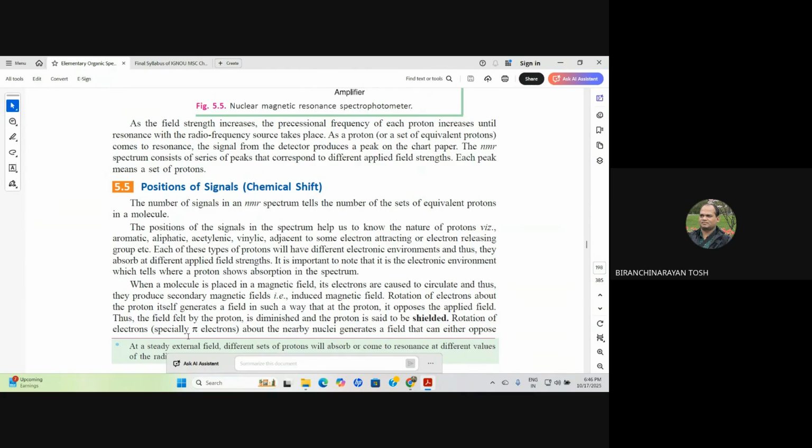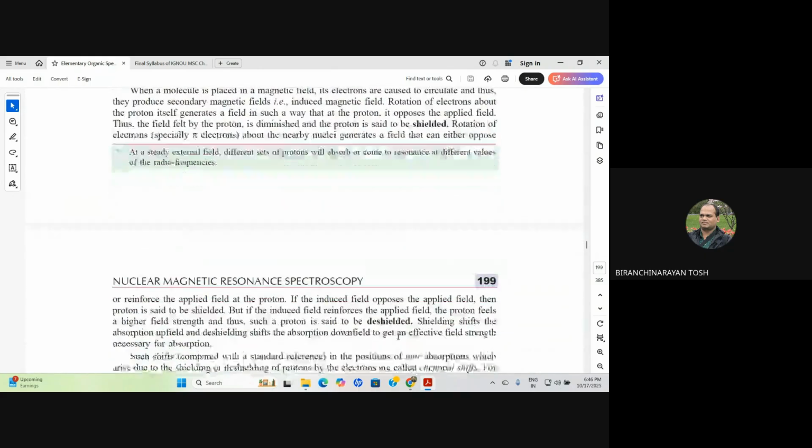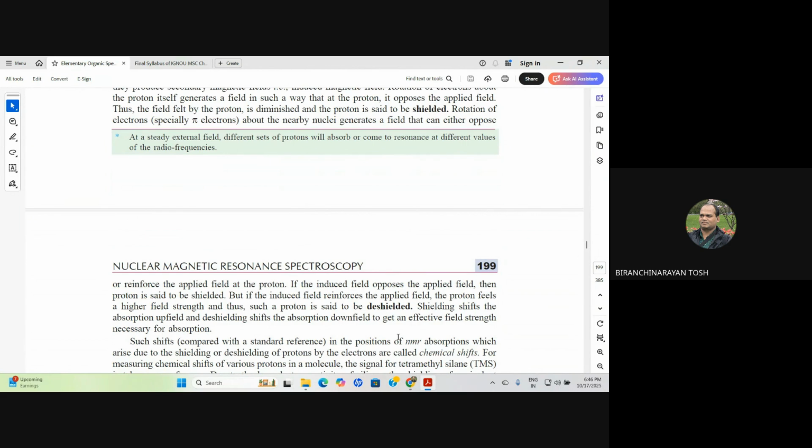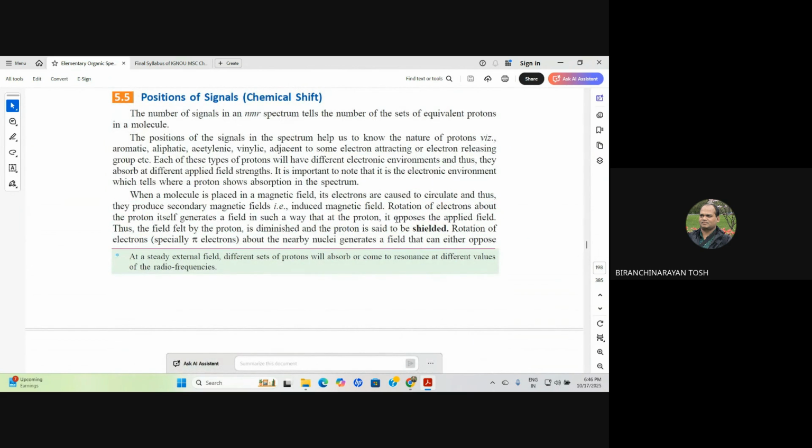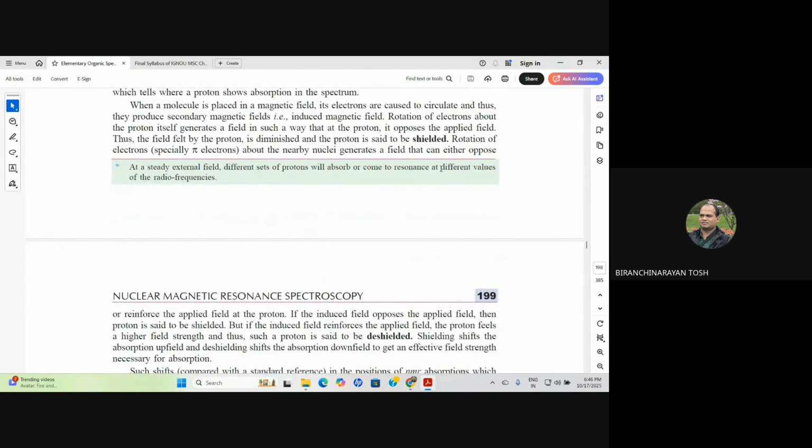Rotation of electrons, especially pi electrons, about the nearby nuclei generates a field that can either oppose or reinforce. In some cases it will oppose only, and then that particular proton will be shielded. But when there are pi electrons, meaning a double bond or triple bond, in some cases it will enhance and in some cases it will oppose. Two things will be there.